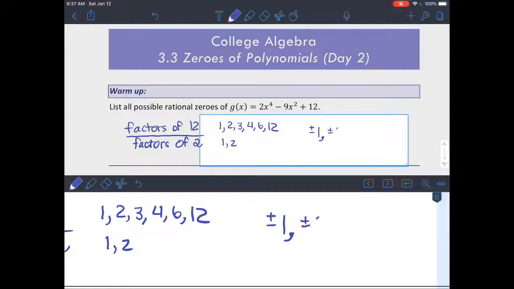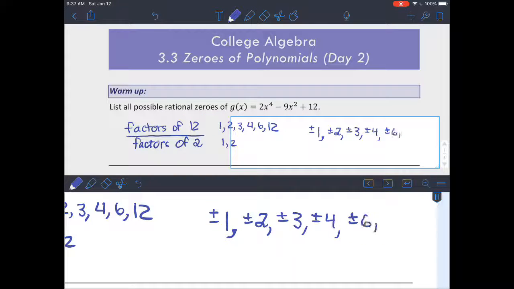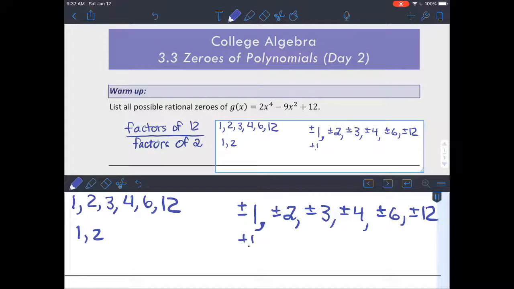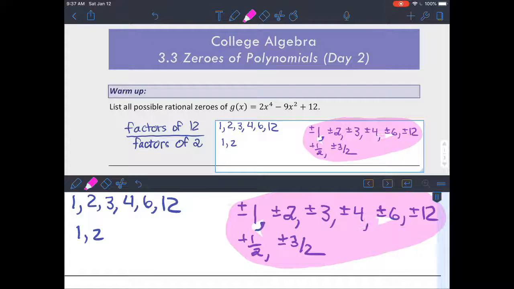So if I divide everything by 1, that's a factor of 12. I just get the originals, positive and negative. If I divide everything that was a factor of 12 by 2, a lot of them are repeats, but I'll end up with positive and negative 1/2 and positive and negative 3/2 that I didn't have before. So that's kind of what we did yesterday. There's all your rational zeros.